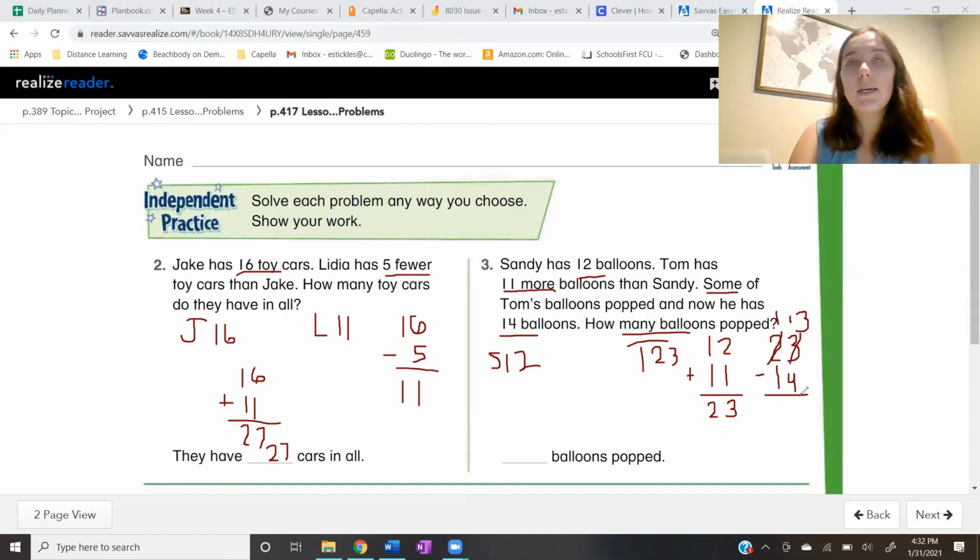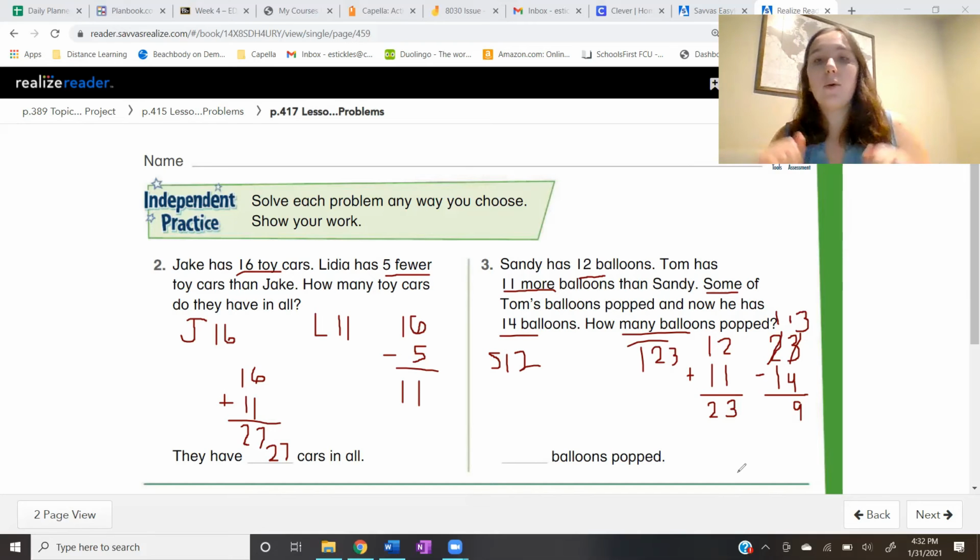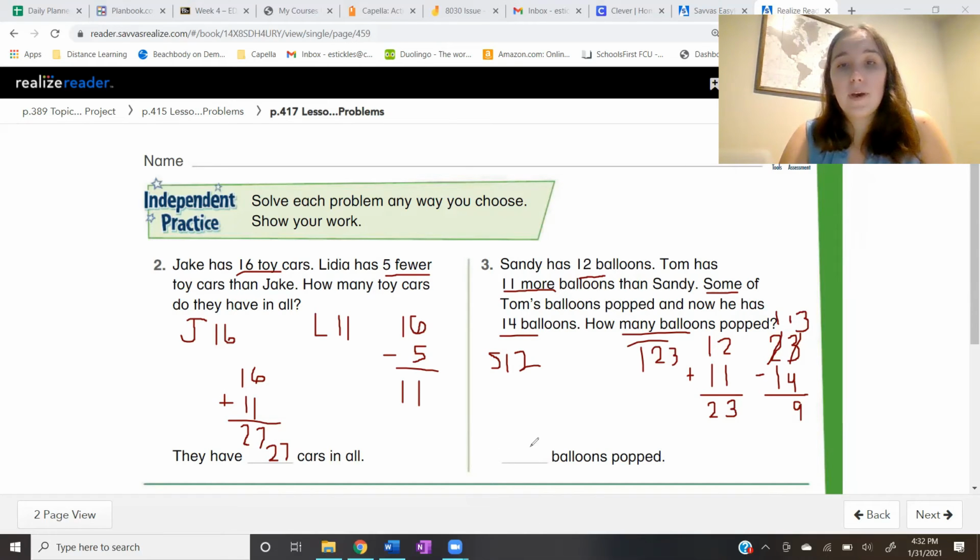13 take away 4 is 9. And 1 ten minus 1 ten is 0 tens. So my answer is 9. 9 of Tom's balloons popped. He had 23, 9 of them popped. Now he has 14 left. So my final answer is 9 balloons popped.